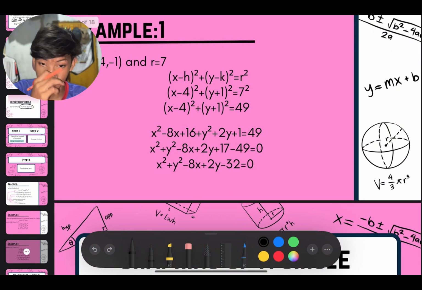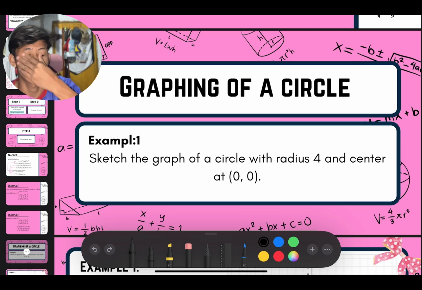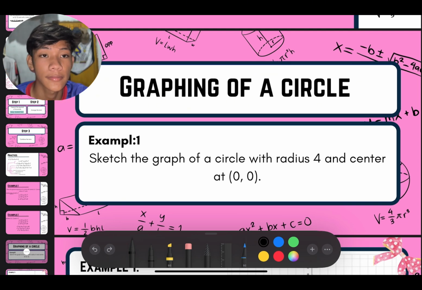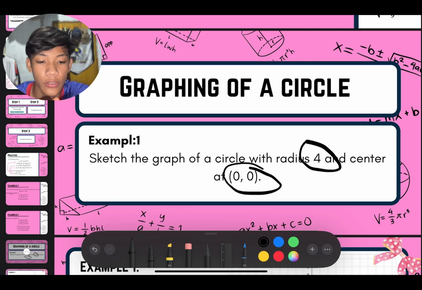Now let's move on to how to graph a circle. So here is the sample. Sketch the graph of a circle with radius 4 and center at 0, 0. So the center is 0, 0, and our radius is 4.